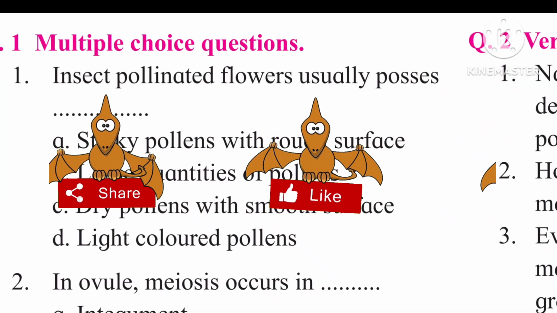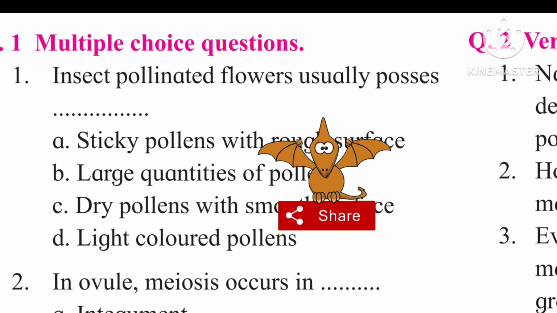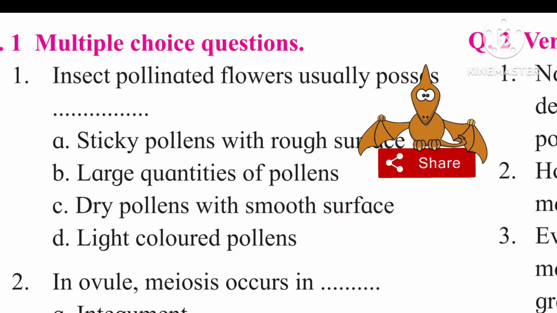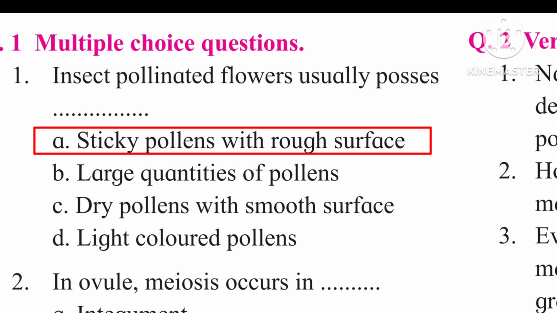स्टार्ट करेंगे। क्वेश्चन नंबर 1 जो है मल्टीपल चॉइस क्वेश्चंस। First, insect pollinated flowers usually possess, here 4 options are given: A, sticky pollen grains with rough surface; B, large quantities of pollens; C, dry pollens with smooth surface; D, light colored pollens। तो यहाँ पर जो करेक्ट ऑप्शन है वो है A, sticky pollens with rough surface.